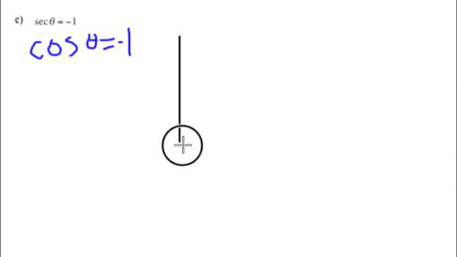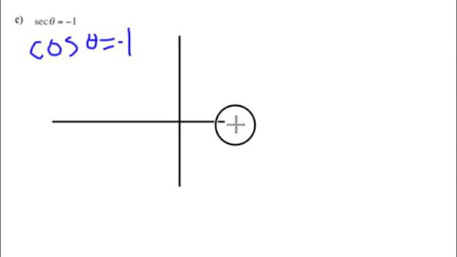Let's try one more here. Secant of negative 1. Well, secant's not good. I don't like secant. Let's think about its reciprocal. What's the reciprocal of secant? Cosine. So cosine of theta. And what's the reciprocal of negative 1? Well, it's negative 1. So when is cosine theta equal to negative 1? Well, here's where we have to use that same kind of logic skill. Let's look at our unit circle here, guys.